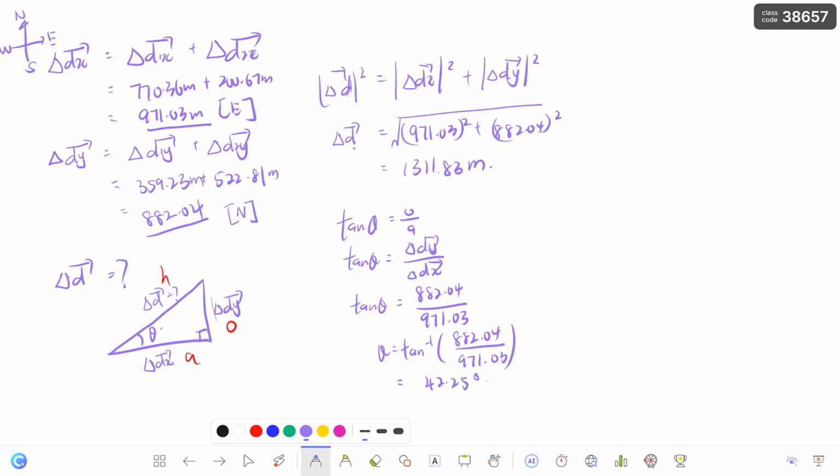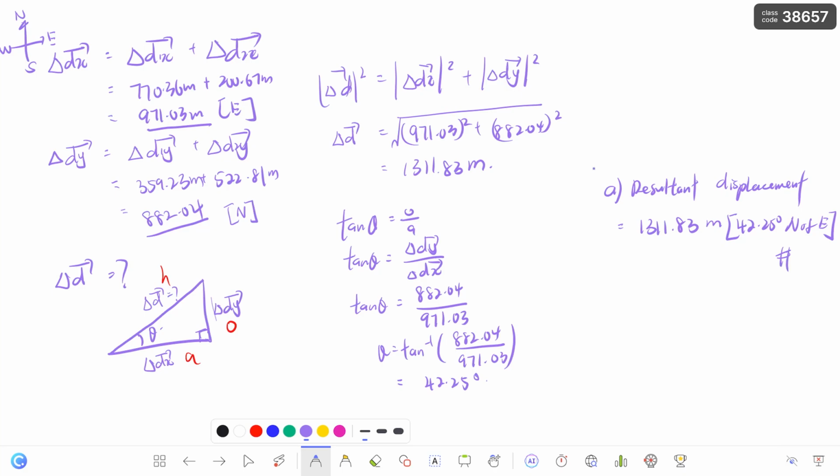And since this is the resultant displacement, we need to state the direction. So we can make a conclusion that the resultant displacement is equal to 1311.83 meter, 42.25 degree, and the direction is north of east. So this is the answer.